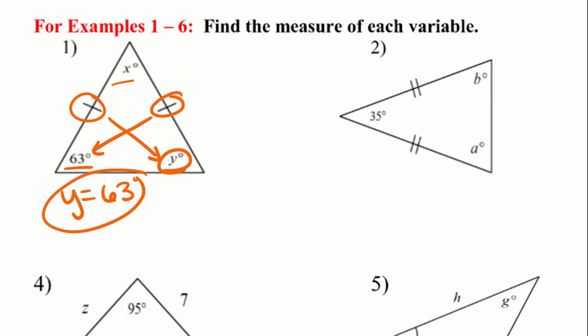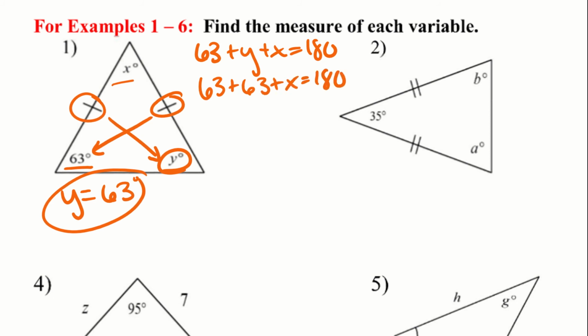So we're going to have to remember the sum of a triangle: all the angles add up to 180. So that means 63 plus y plus x equals 180. I know y is 63, and you can automatically put the 63 in if you want, but I was adding up all the angles. y is 63, so we have that, and I have 126 plus x equals 180. Subtract 126 from both sides, and I get x equals 54.